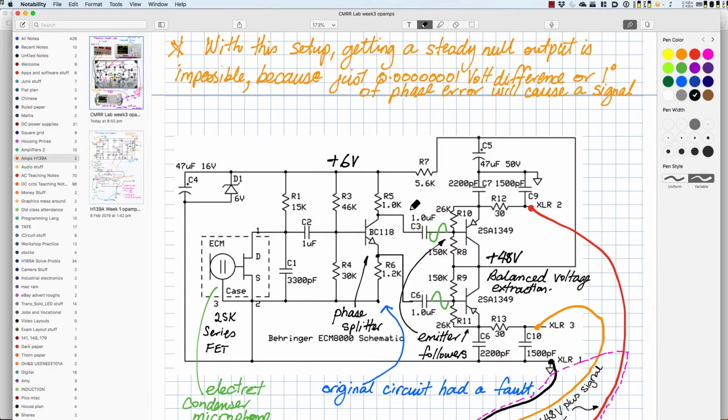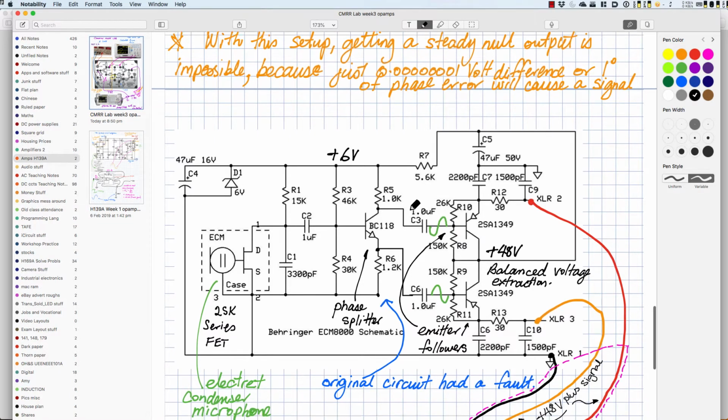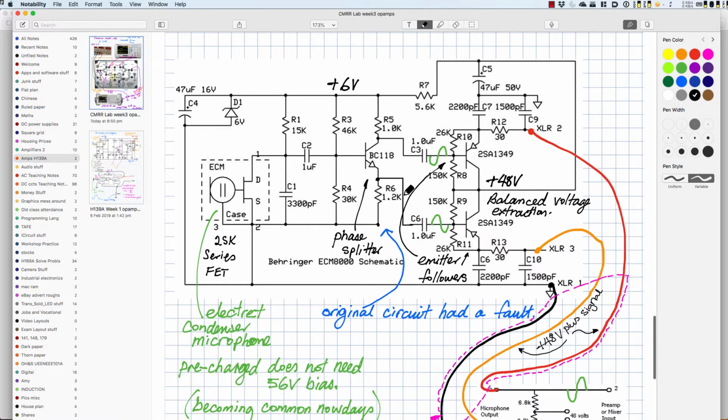Now, why is common mode rejection ratio so important? Here's a Behringer ECM8000 schematic diagram. The schematic diagram did have a small fault with it, I found. I had to erase this section and put this capacitor up to the emitter on the BC118, because this is in fact a phase splitter.